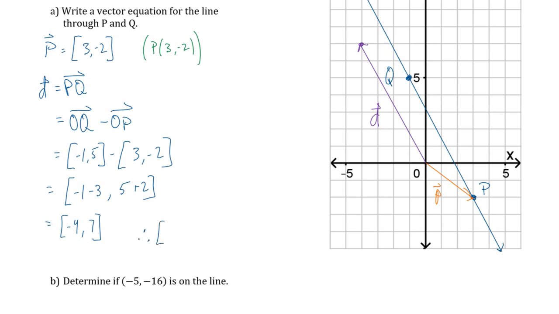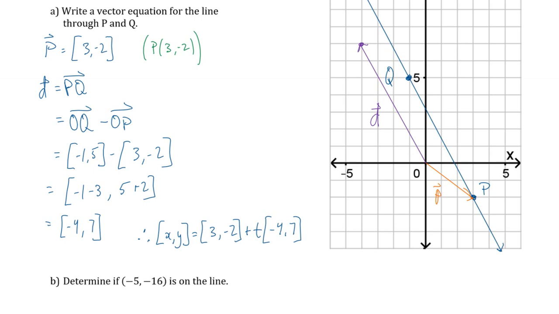That means that the equation of the line is my position vector, which I chose as vector P, plus my parameter t times my direction vector. And that's how I determined the vector equation of the line between those 2 points.